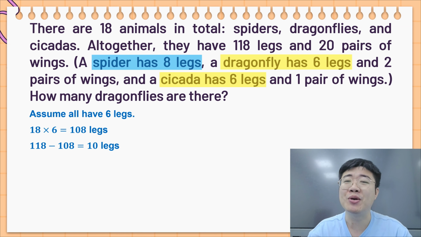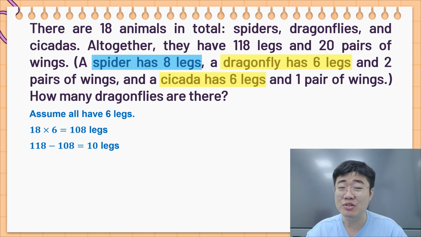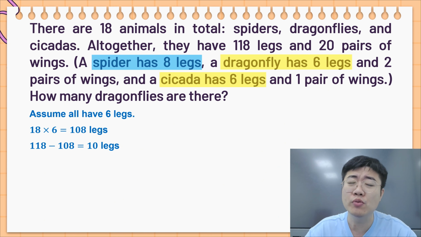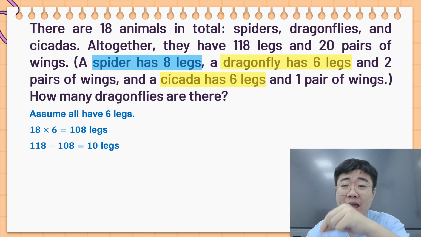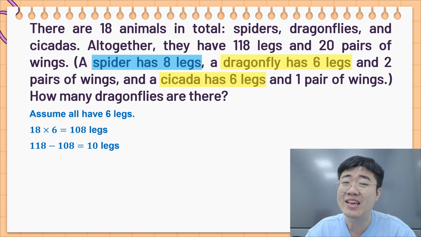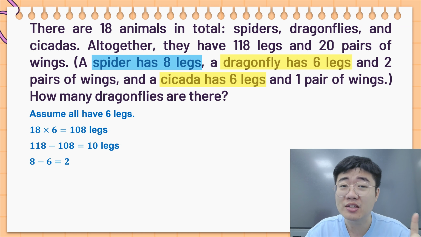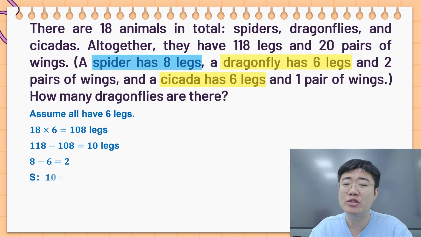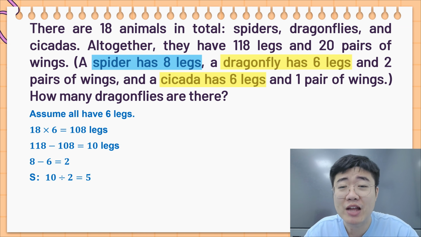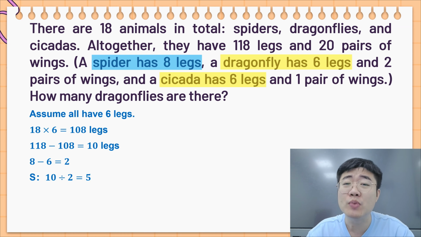So where do the 10 more legs come from, everyone? Right? So now we have to swap some of them from the 6-leg group into the 8-leg group. Every time we swap an animal from 6 legs into 8 legs, the total increases by 2. So we need 10 more legs, 10 divided by 2. We have to repeat this 5 times. It means 5 animals will swap from 6 legs into 8 legs.